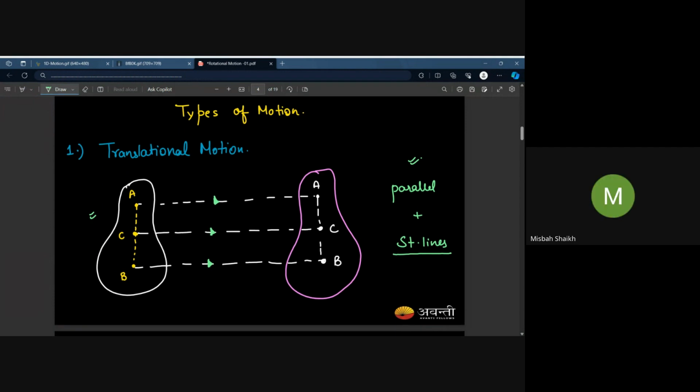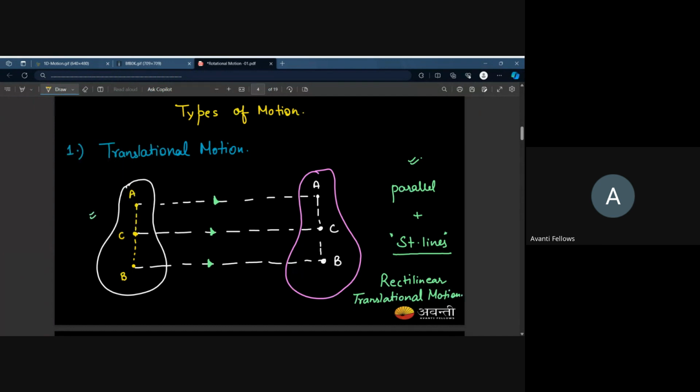Okay. So to be more precise, when you get this condition, where the trajectories are straight lines, in this particular condition, you can say that this is a rectilinear translation motion. Okay? This is something that you can say.